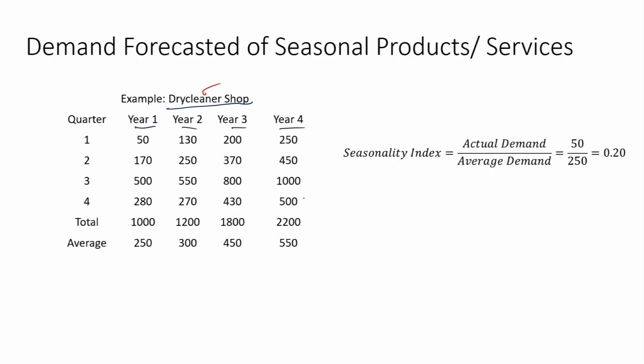Second trend which we can see, there is a trend also. The total demand of year 1 is 1000, total demand of year 2 is 1200, total demand of year 3 is 1800 and total demand of year 4 is 2200. So, if we want to see graphically, we can see that there is a seasonality as well as there is a trend in this demand variation.